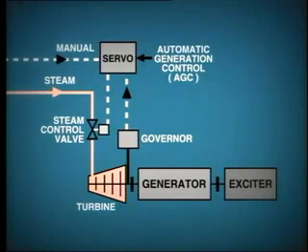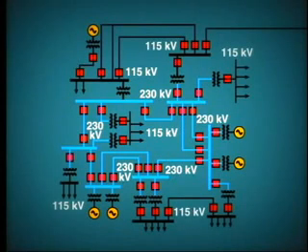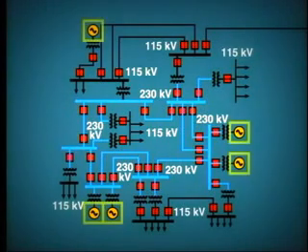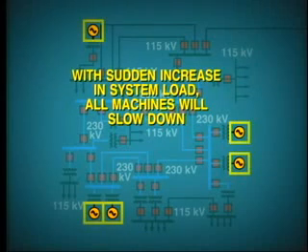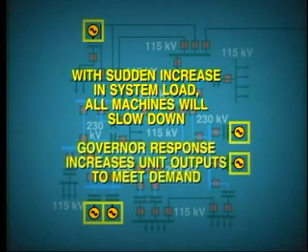assist in frequency control. Most of the machines on the system, that is, steam turbines, gas turbines, and hydro turbines, will operate on governor control. If there is a sudden increase in system load, all of the machines immediately slow down, and this is immediately detected by the governors. Governor response opens up the fuel inlet or steam inlet valves, and so increases the unit outputs in order to meet the increased load demand. This action takes about 10 seconds to stabilize.